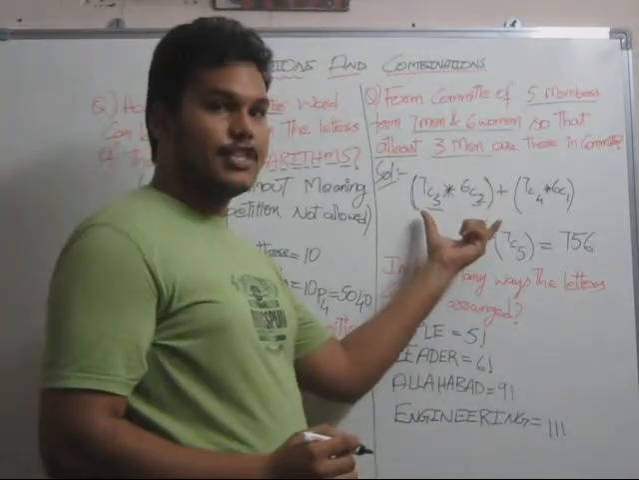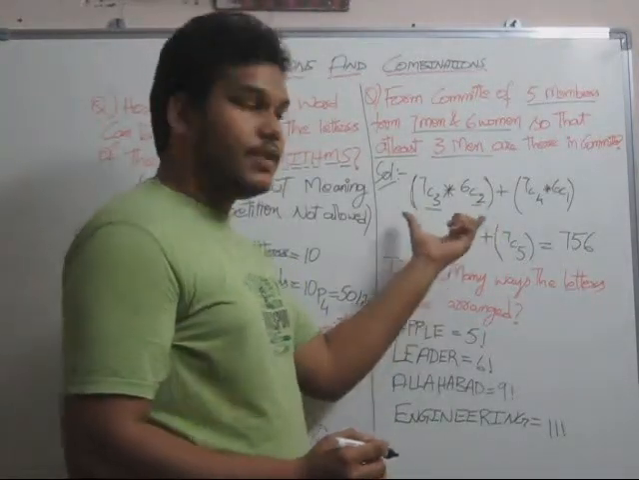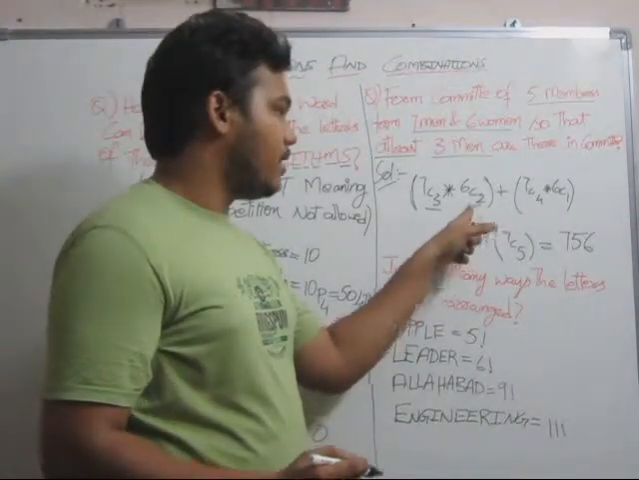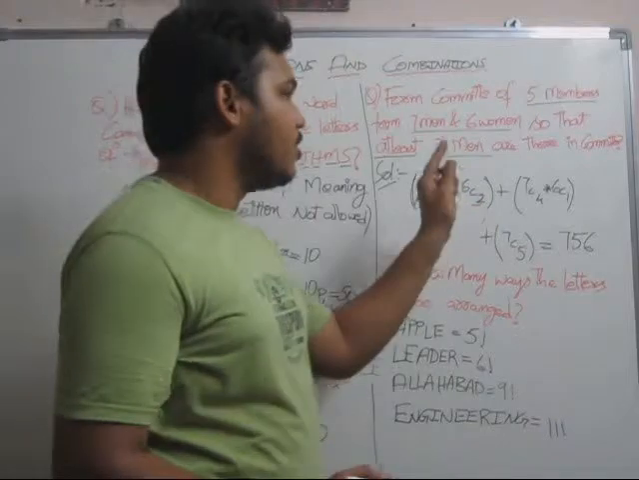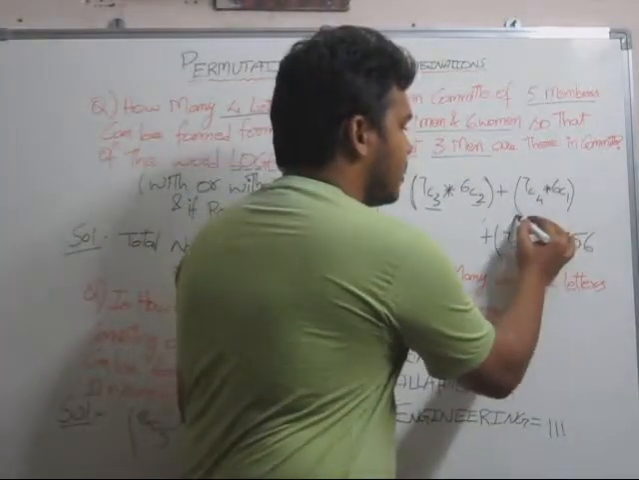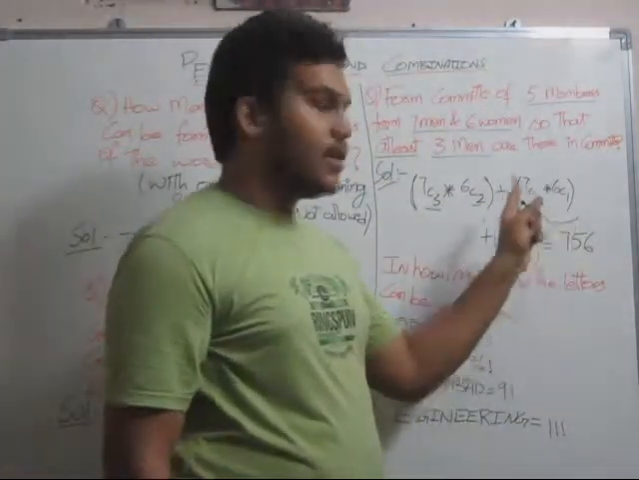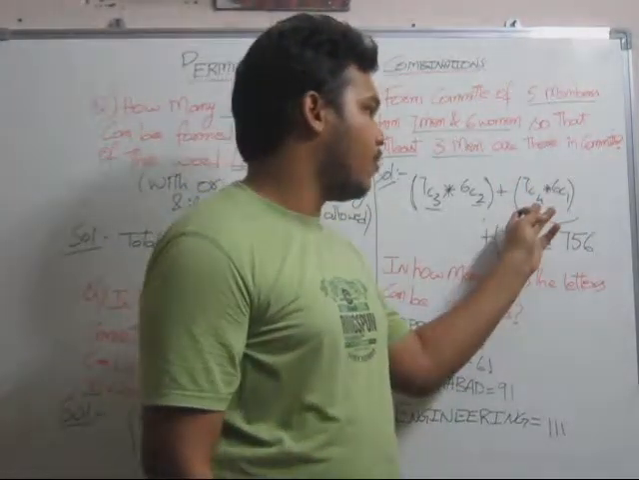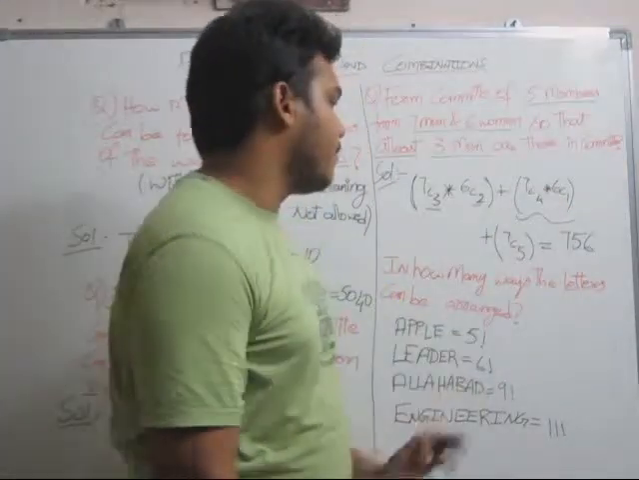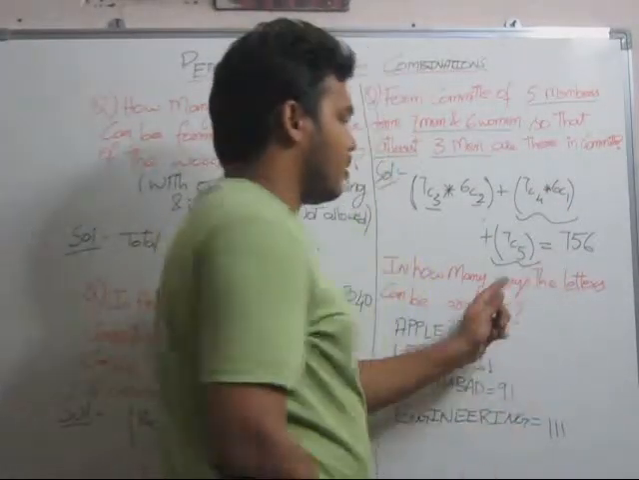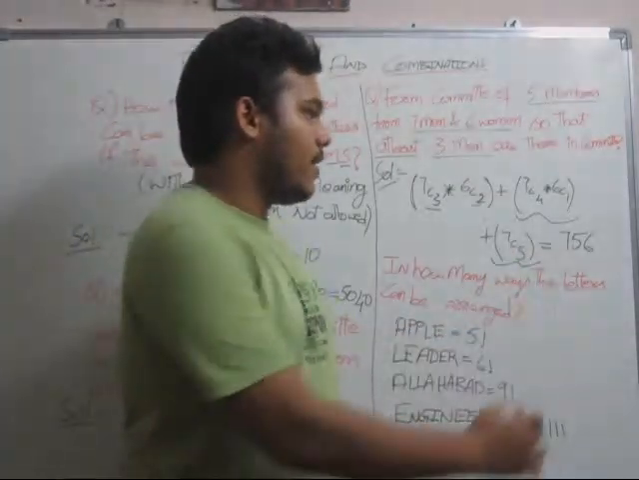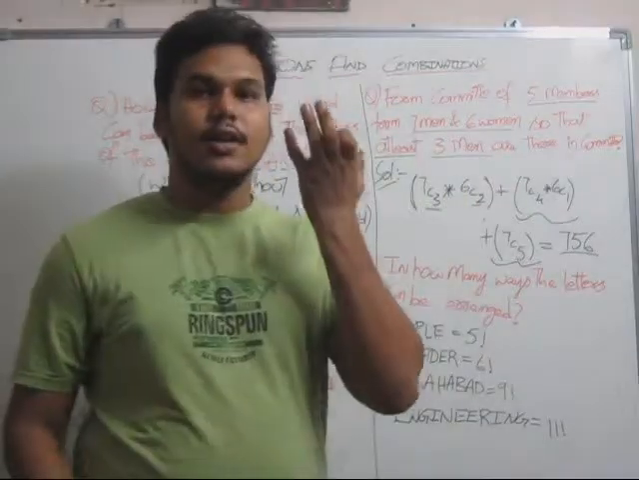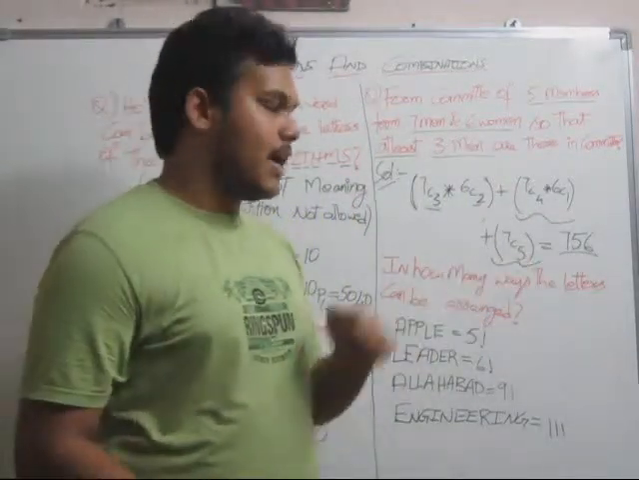This forms the first selection, or the first possibility, to form a committee consisting of 3 men and 2 women, which makes a 5-member committee. The next bracket indicates the second possibility, that is forming a 5-member committee consisting of at least 3 men, that is 4 men and 1 woman. And the final possibility is having all 5 as men, and the final answer is 756. Just add up all the possibilities of forming the 5-member committee so that you can get the answer.